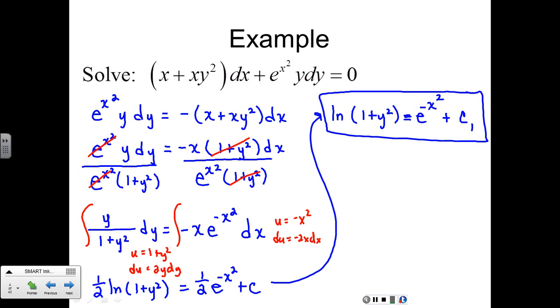Why would I not keep on trying until I got it solved for y here? I really don't know how. Now, I don't think it would be any better. If you did e to both sides, you're going to have e to the e. That's just not good. So this is good enough right there. That's an implicit solution.